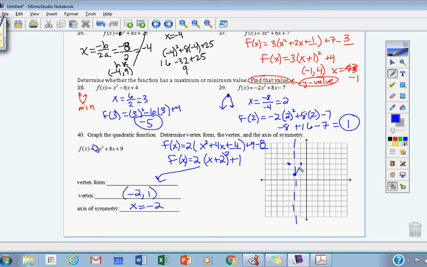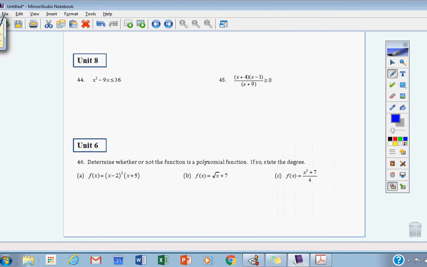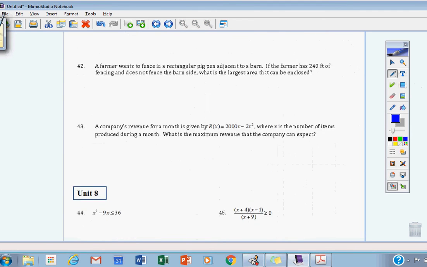So when we do our sketch, we got to understand to stay kind of inside this next mark. So we go up there, and that's our parabola. All right? So that is a lot of the goods for Unit 5.